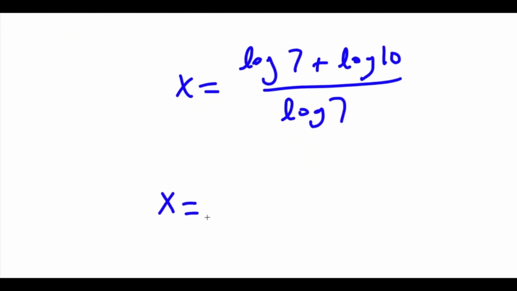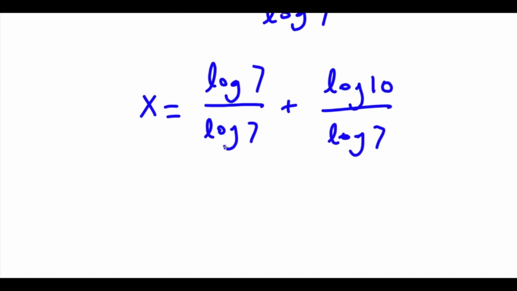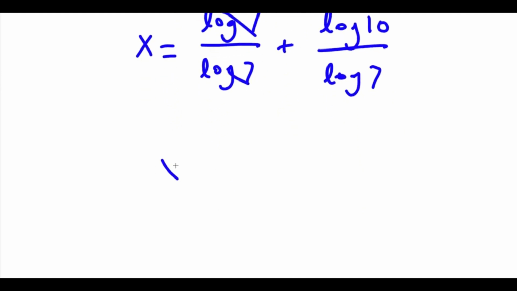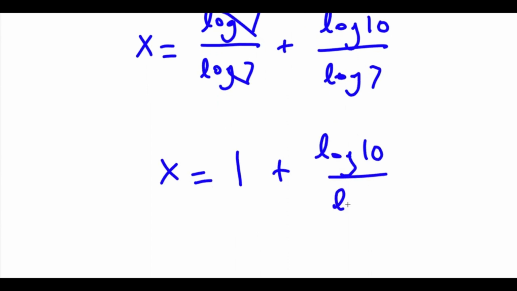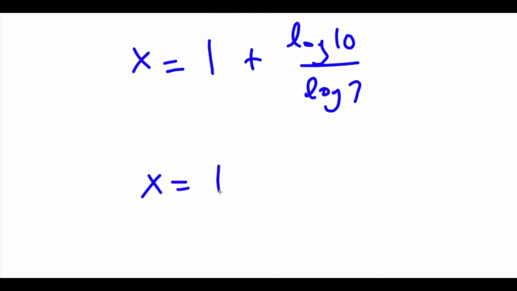Now, I'm going to go ahead and rewrite this as log 7 over log 7 plus log 10 over log 7. Now log 7 over log 7, these two can simply cancel out. So I'll be left with x is equal to 1 plus log 10 over log 7. And now the value of log 10, this is simply equal to 1. So I have x is equal to 1 plus 1 over log 7.